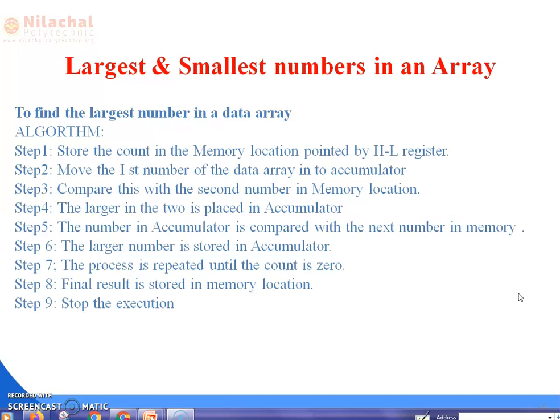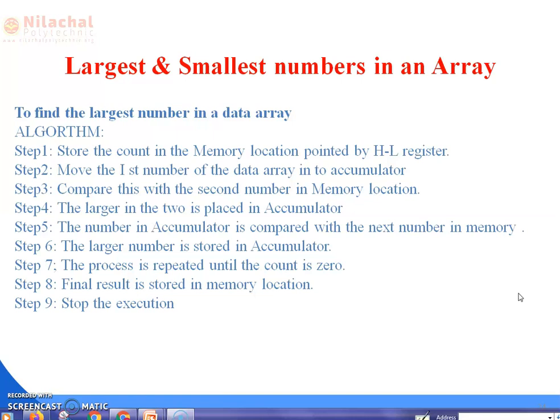Next, step 3 is to compare this with the second number in memory. That means we have to compare the first number with the second number. In step 4, the larger of the two is placed in the accumulator. That means among these two numbers, the first and the second, whichever is larger is placed in the accumulator.